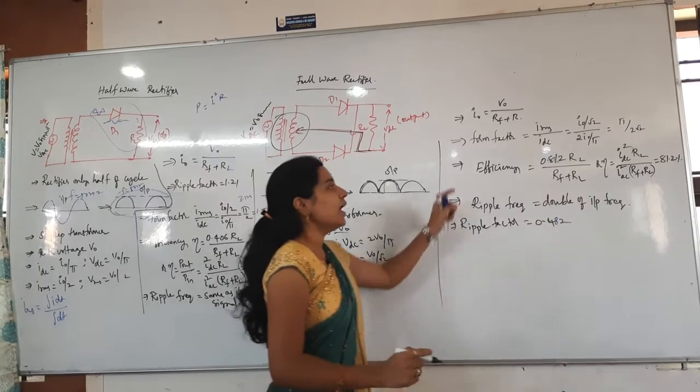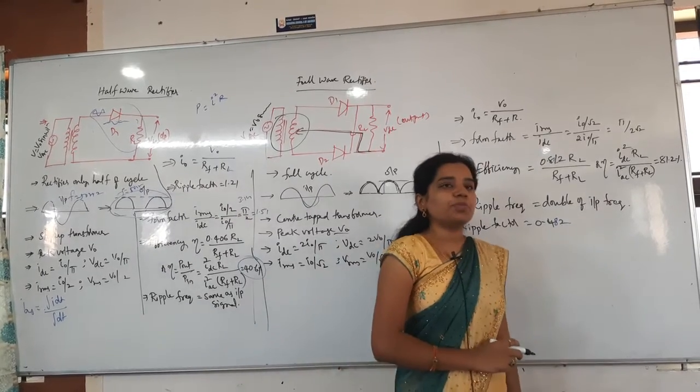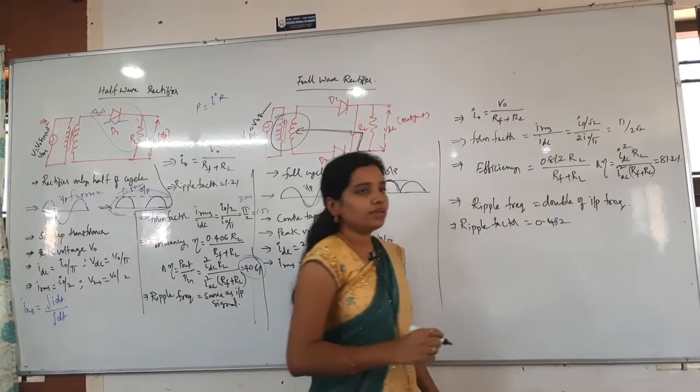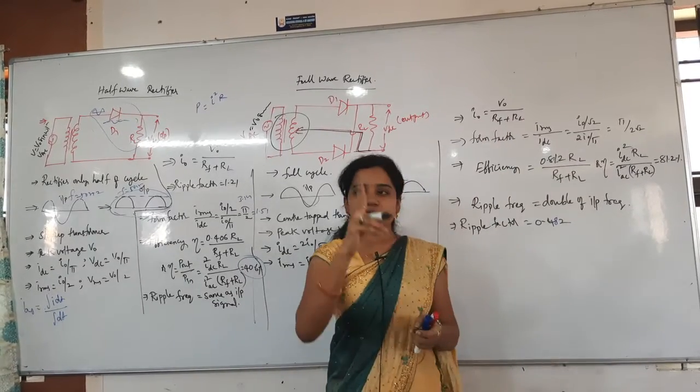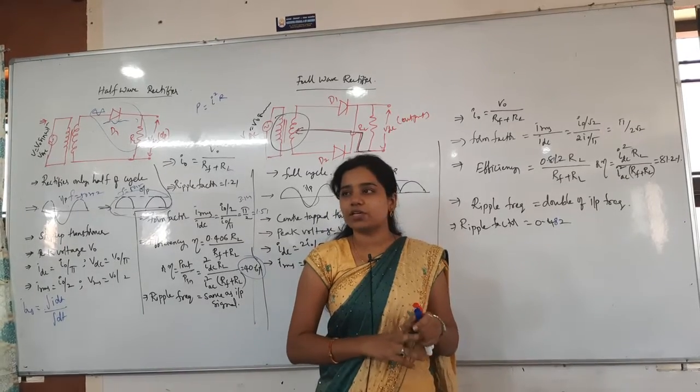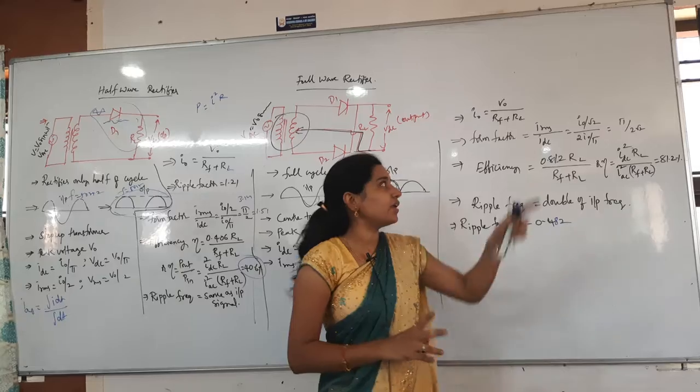Then from that, again, output voltage is equal to V naught by RF plus RL. Why am I getting only one RF? Actually we have two resistors, no? We have two diodes, so we have to get two resistors. Then why am I getting only one RF here?